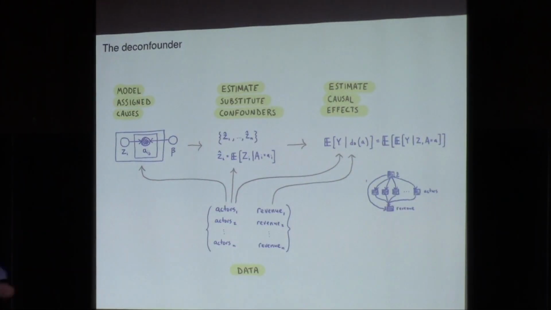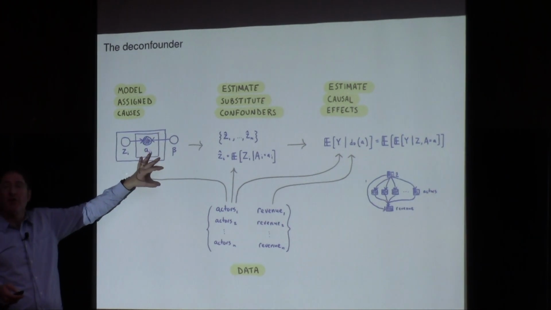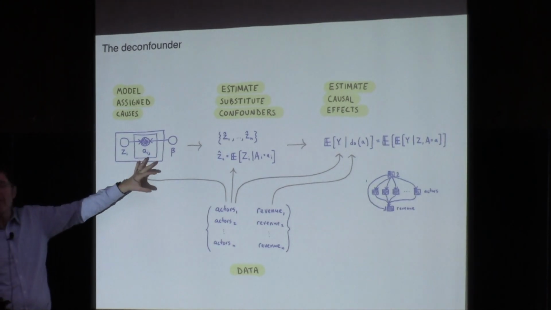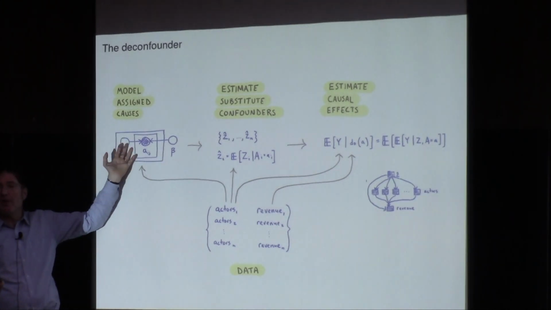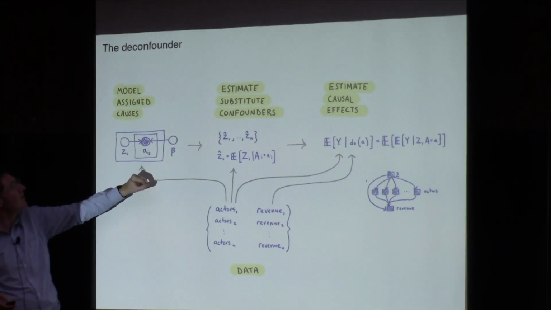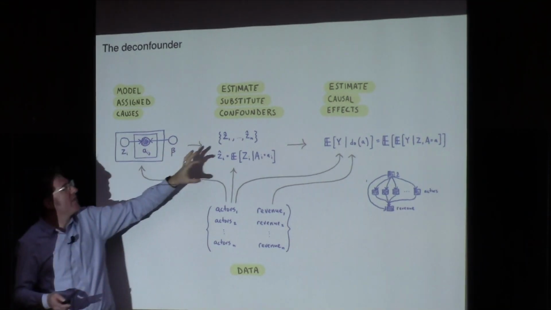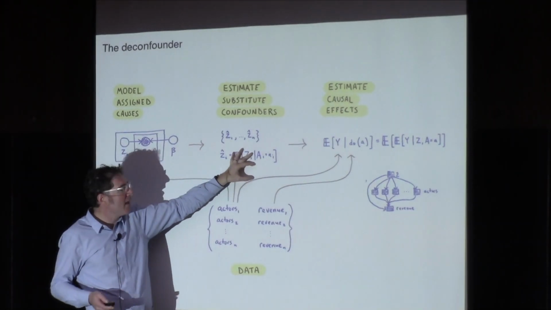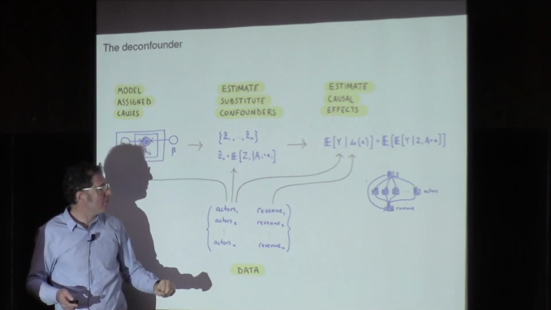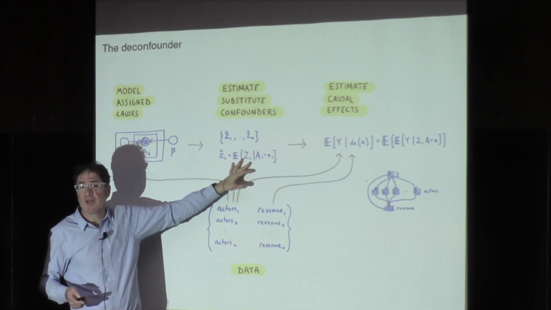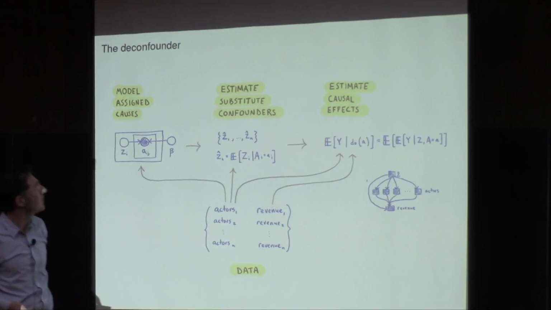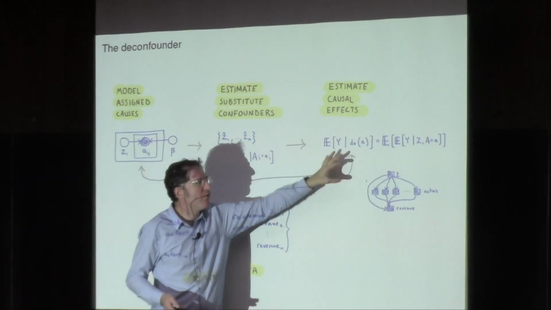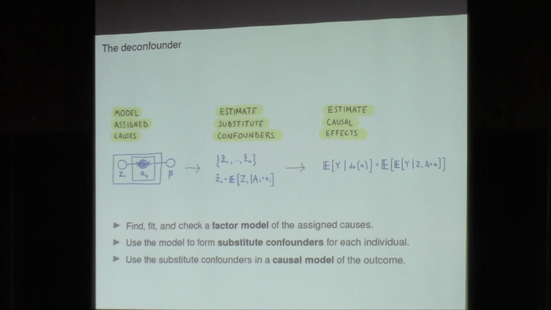Okay? And so here's the idea. What we're going to do is model the assigned causes, right? So we're going to model the actors using a probabilistic factor model. I'll talk a little bit later about what that is specifically, but think of something like a matrix factorization or a mixture model. These are examples that have a local latent variable. We then use that local latent variable to construct what we call a substitute confounder, and then we proceed with a causal inference, using our substitute confounder in place of the unobserved confounders. Okay? So model who's in what movie, form a substitute confounder, and then perform causal inference.